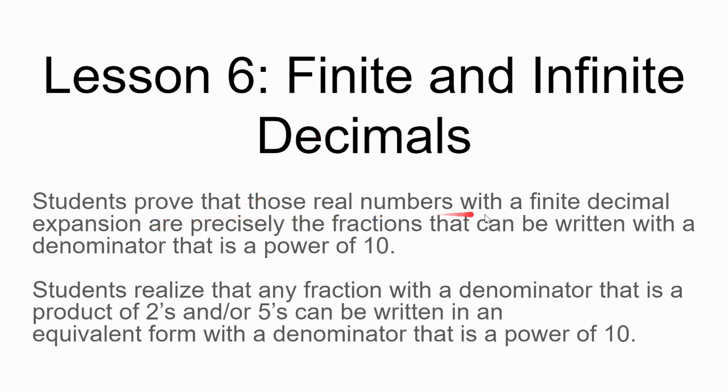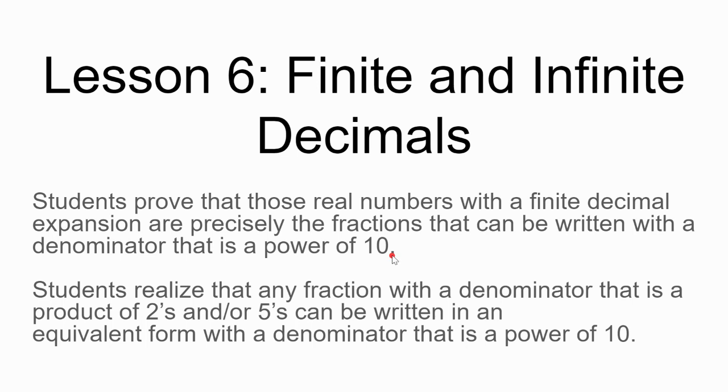So we're going to prove that real numbers with a finite decimal expansion are precisely the fractions that can be written with a denominator that is a power of 10, and realize that any fraction with a denominator that is a product of twos or fives can be written as an equivalent form with a denominator that is a power of 10. So these are connected because what is 2 times 5?